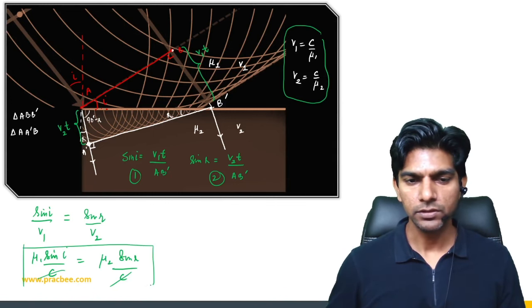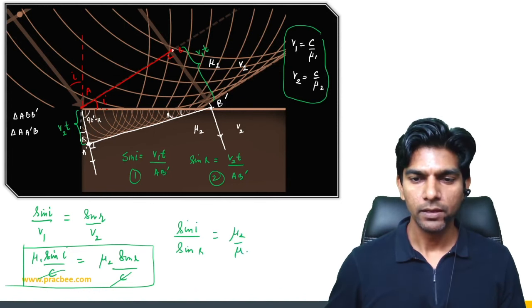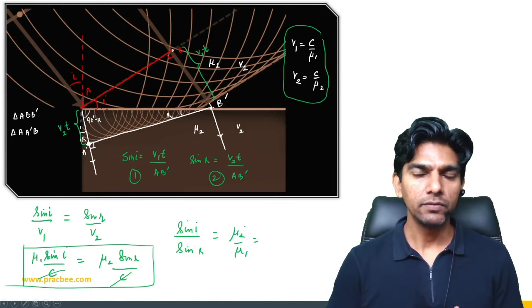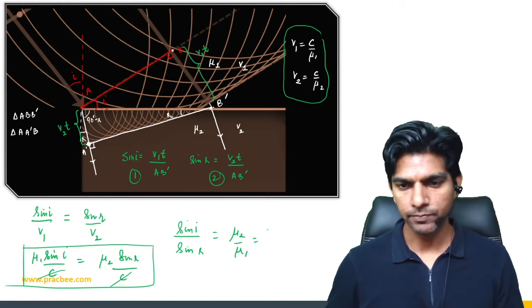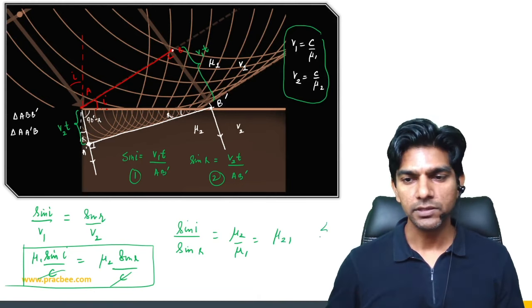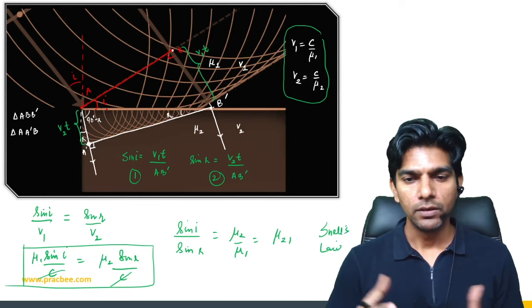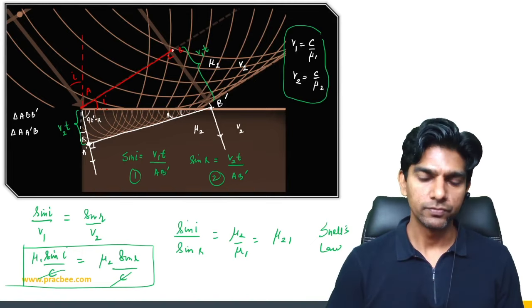And this equation is what? It is giving us the ratio of sine of I to sine of R as mu2 by mu1, where mu2 by mu1 is the refractive index of the medium of refraction with respect to the medium of incidence. So I can write this as mu2 1. And this is nothing but Snell's law. So we have derived Snell's law by using Huygens principle. So that is the proof.